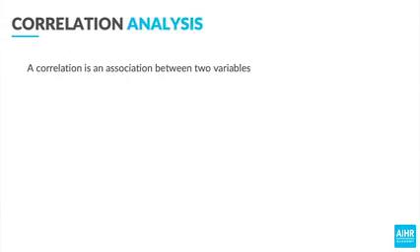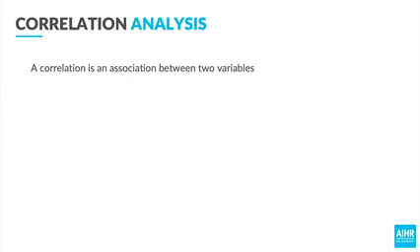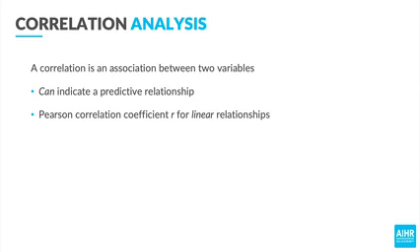I'm not going to dive too much into this, but a correlation is an association between two variables. It could implicate a causal relationship, but usually it's not a causal relationship. It is an indication of a predictive relationship, but it doesn't mean necessarily that there is a predictive relationship. And correlation is measured most commonly in Pearson's R, and that indicates a linear relationship.